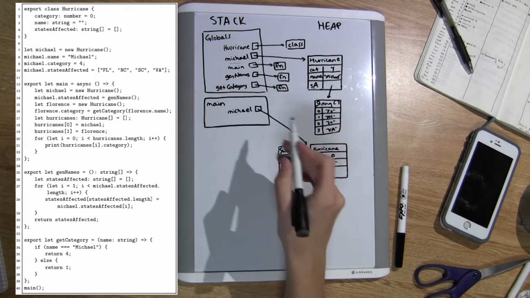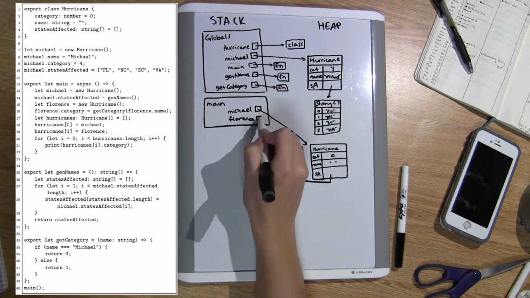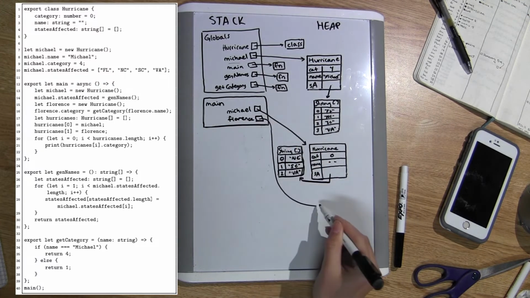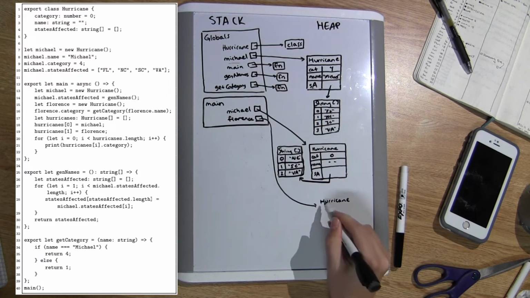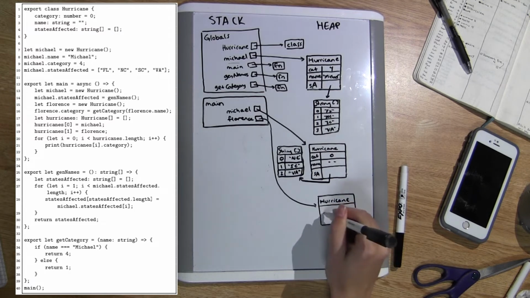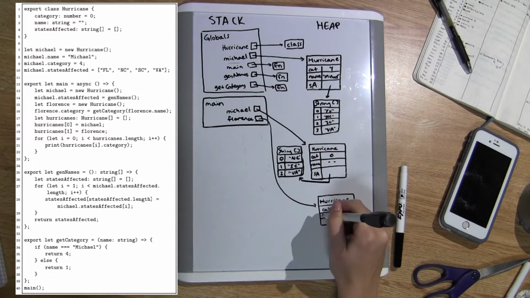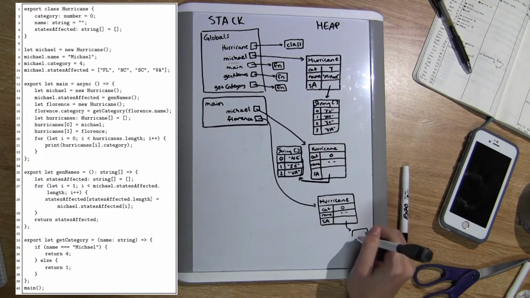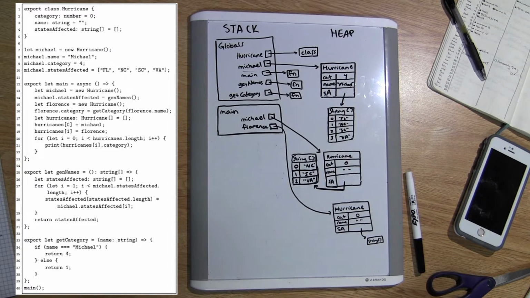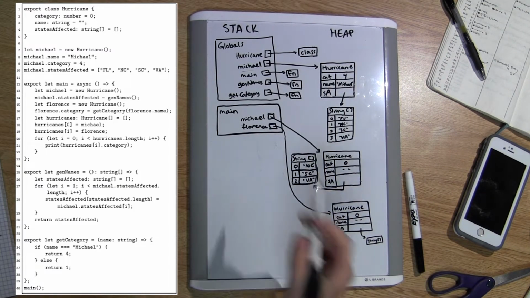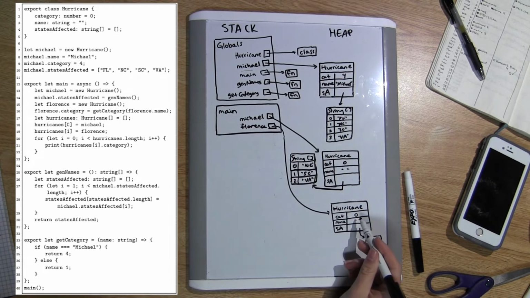Now we're creating another variable in this main frame, and it's called Florence. Florence is another new hurricane, so just like we did with both Michaels so far, we're going to create a new hurricane object on the heap that has all of the default values of a new hurricane object. Cool. So now what we're looking to do is reassign the value of Florence.category with whatever value getCategory of Florence.name returns.